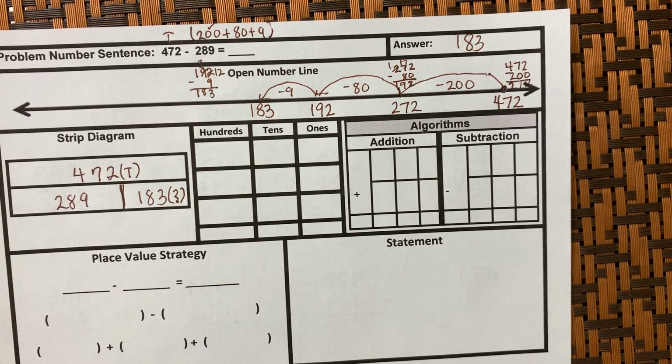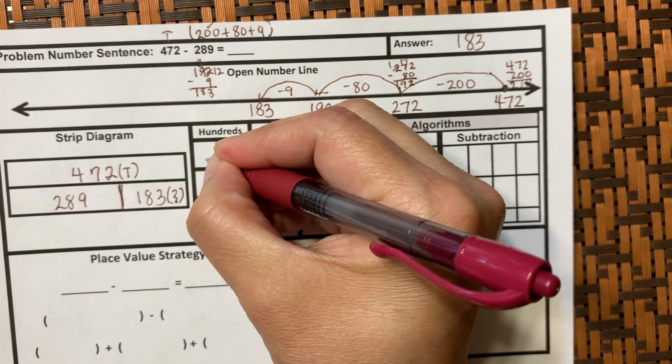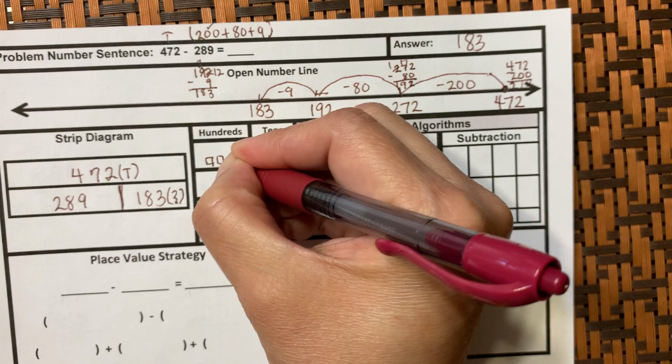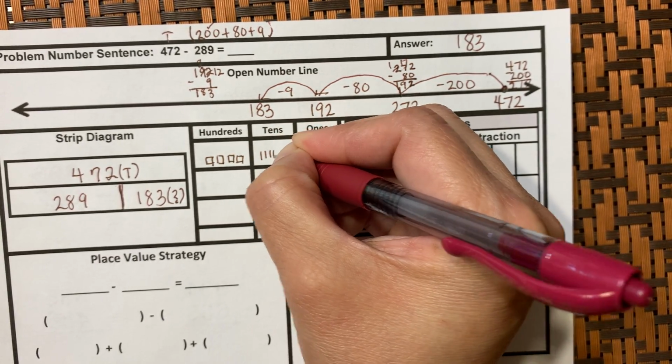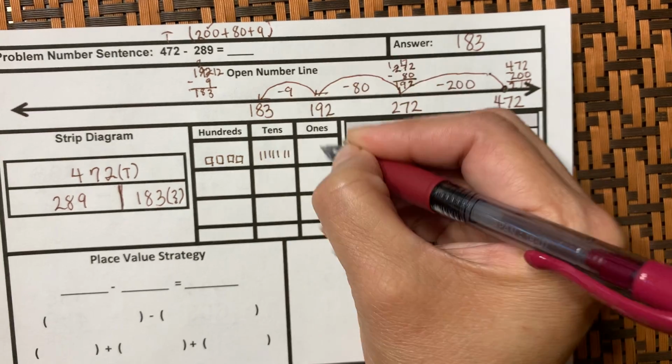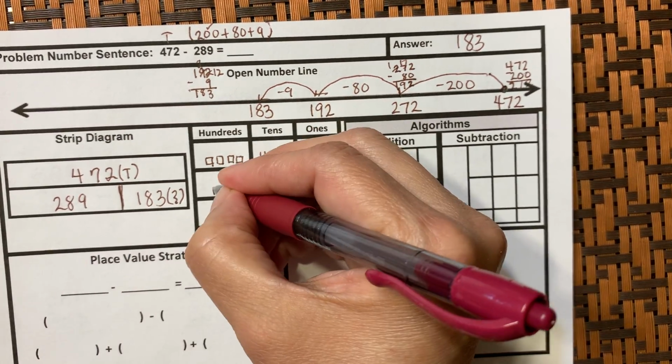The next thing I'm going to do is I'm going to do the base 10 model. 472, I'm going to draw it right here. And 72. Okay, so now 289.